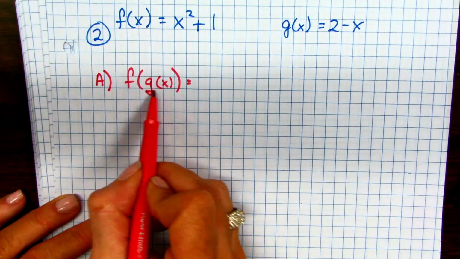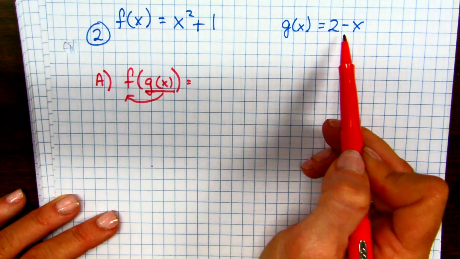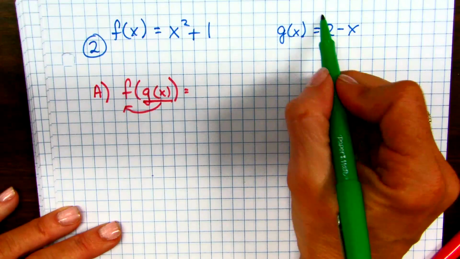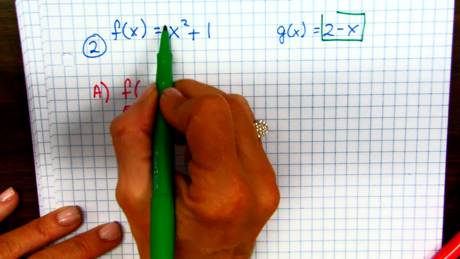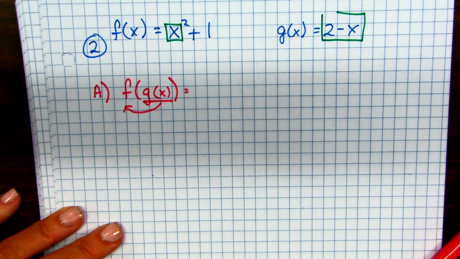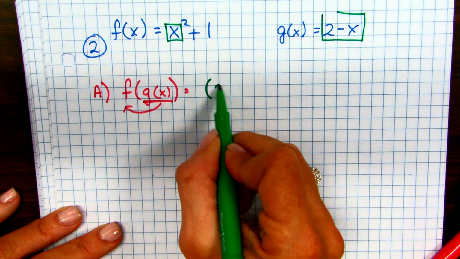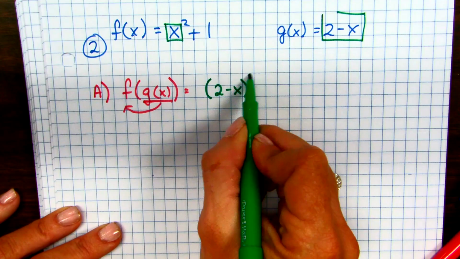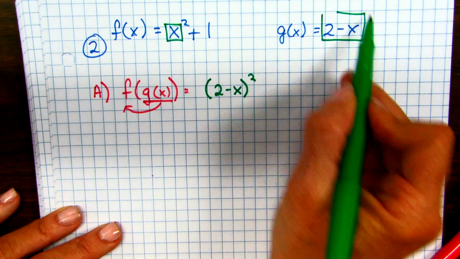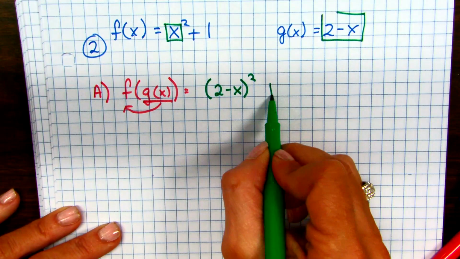So working right to left, I'm plugging G of X into F of X, right? So I'm taking this whole thing and plugging it in right there. Since it's squared, I'm going to put it in parentheses, right? I have to square all of X, and that is all of it, plus 1.